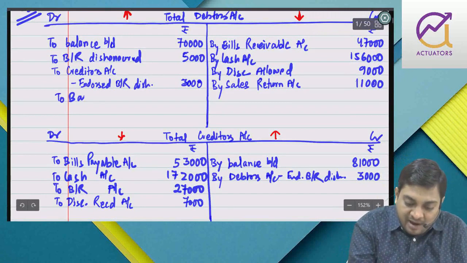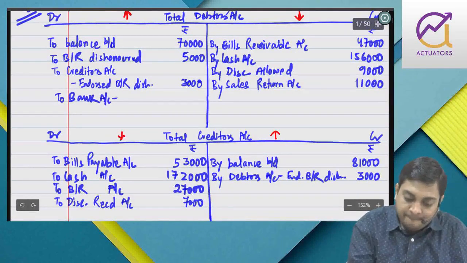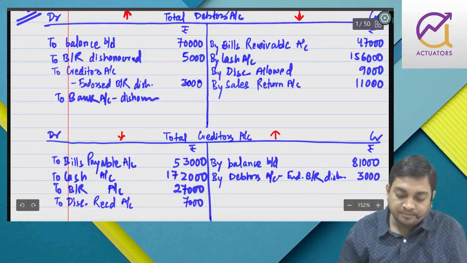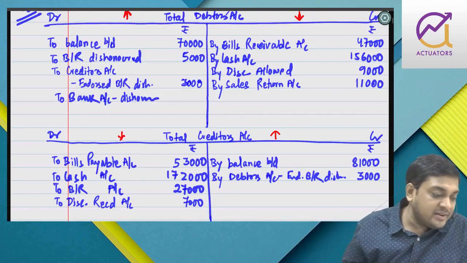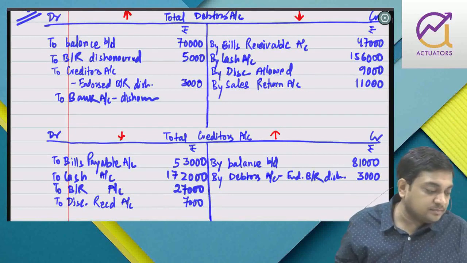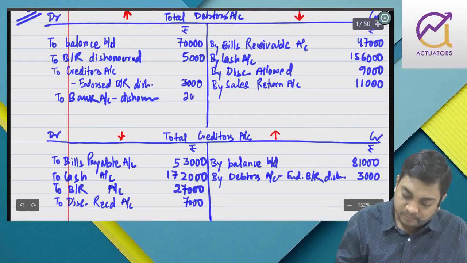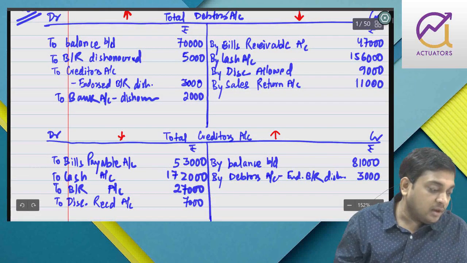So I'll write to bank, dishonor. Right? Debtor will increase by 2,000. Okay.